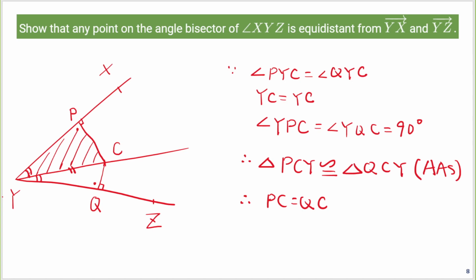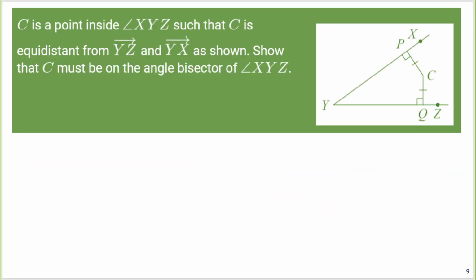And now think if the reverse statement is also true, which is similar to the perpendicular bisector. If C is a point inside angle XYZ such that C is equidistant from YZ and YX as shown, can you prove or show C must be on the angle bisector of angle XYZ?